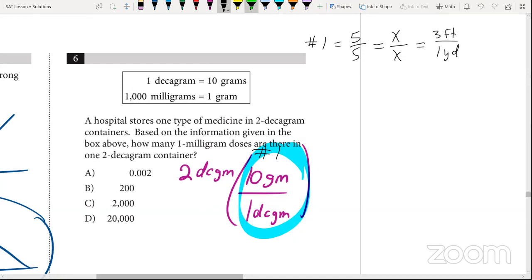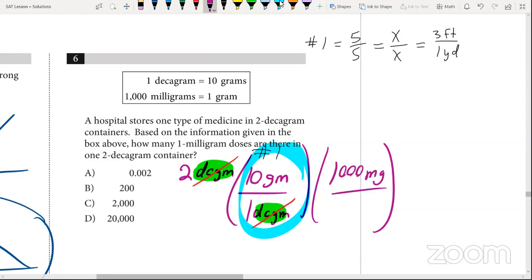And you're also trying to set up, if you have a unit on the top, you want the corresponding unit on the bottom. So we could have said 10 grams over 1 decagram or 1 decagram over 10 grams, but we're choosing to put the decagrams on the bottom because it's going to cancel. Now we've got grams, but we're looking for milligrams. So we want grams on the bottom to cancel against this grams on the top. So what's the conversion between milligrams and grams? 1,000 milligrams is the same as 1 gram.